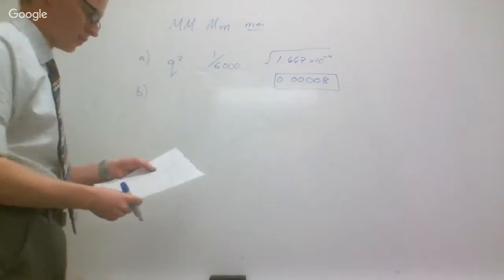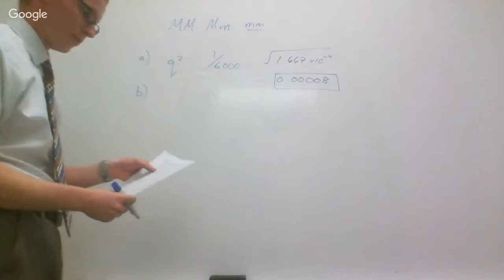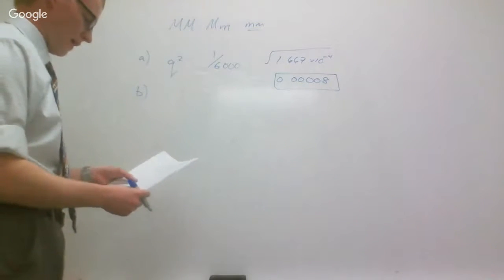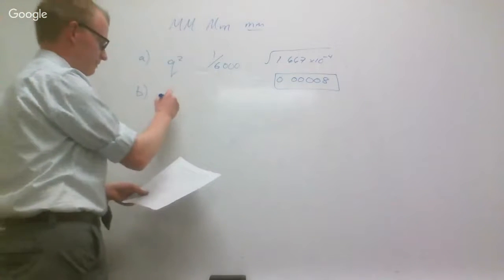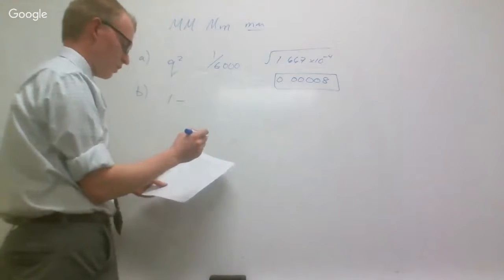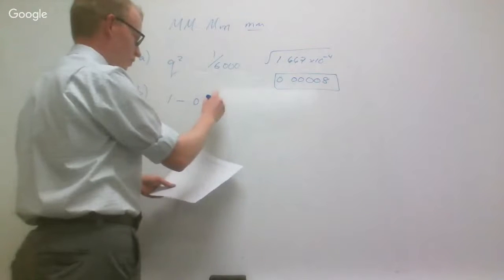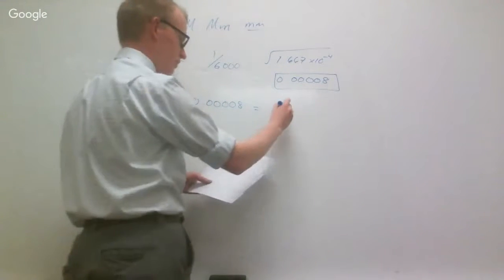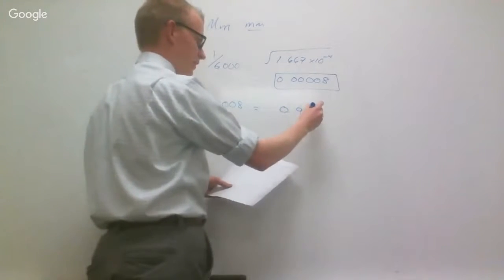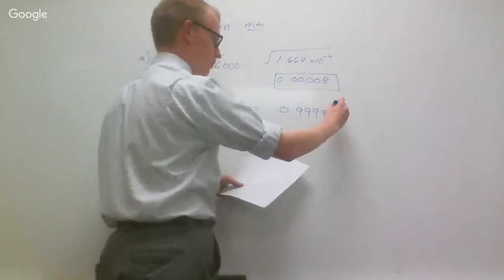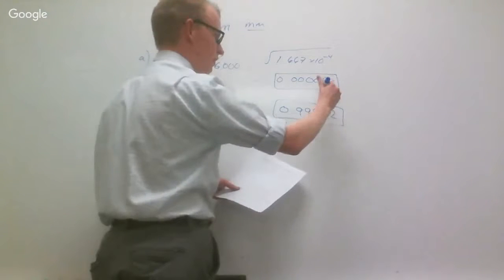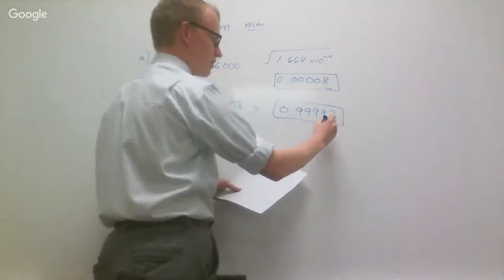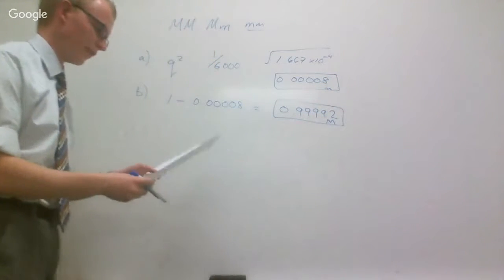Question B asks us, what's the frequency of the Marfan syndrome allele in the human population? That we can, again, just subtract from 1, 0.00008, and that will give us 0.99992. And this is going to be the frequency. Oh, there's non-disease and there's the disease allele.